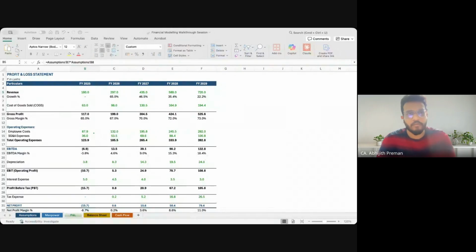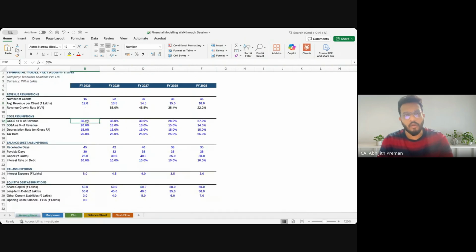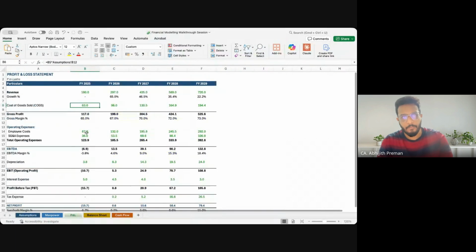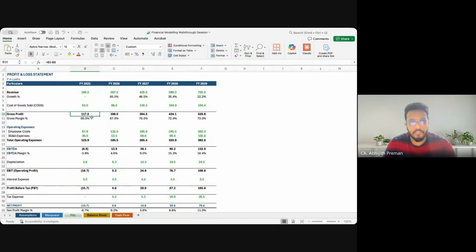Again, if you look at the cost of goods sold, this is also linked to the assumption sheet. It is nothing but B5 into B12. B5 is this one, 180, into B12 of the assumption sheet. So what is assumption sheet B12? COGS percentage, 35%. That way we have 63 lakhs expense, then 98 lakh, 1.3 crore, like that. And then we have the gross profit. Gross profit is nothing but 180 minus 63, so the formula is B5 minus B8. We have the gross margin also here, which is gross profit divided by revenue.